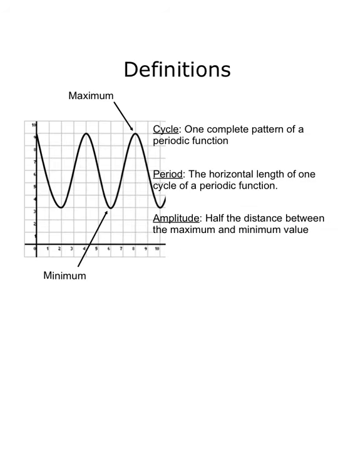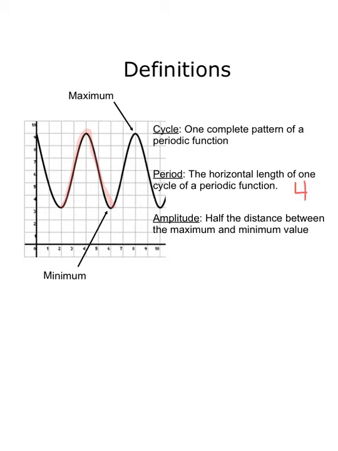Let's just recall the definitions that I already explained to you. A cycle is one complete pattern of a periodic function. And you can identify it anywhere, whatever part you want to say repeats. So I'm going to say that it starts right here, it goes up and comes back down, and that is one cycle. The period is the horizontal length of that cycle. So in this particular example, the period starts at 2, I say, and it goes to 6. So the period would be 4.